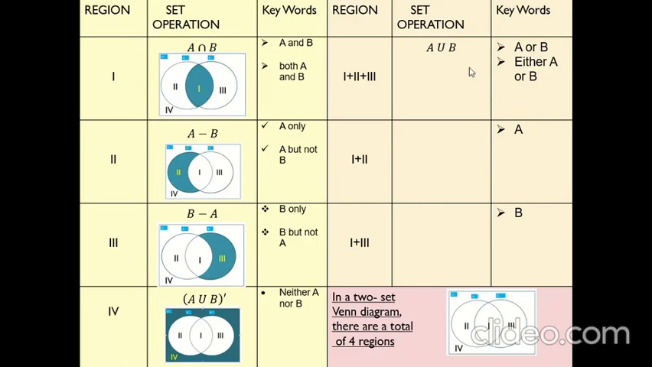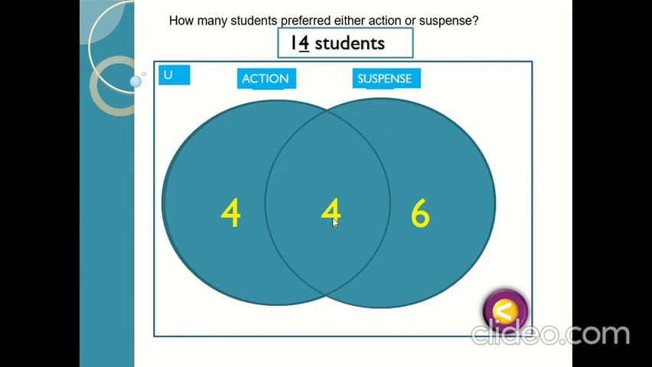Now, for the keywords A or B, either A or B, that means you have to get the union of the two sets. So add the regions 1, 2, and 3, or add the cardinality in the regions 1, 2, and 3. 4 plus 4 plus 6 is 14.